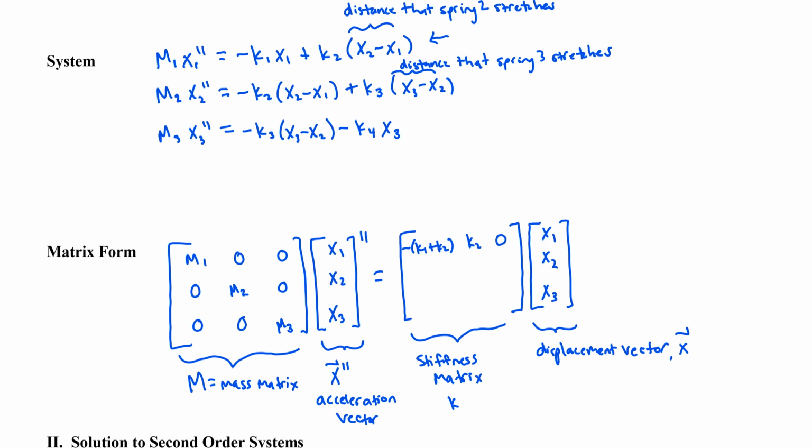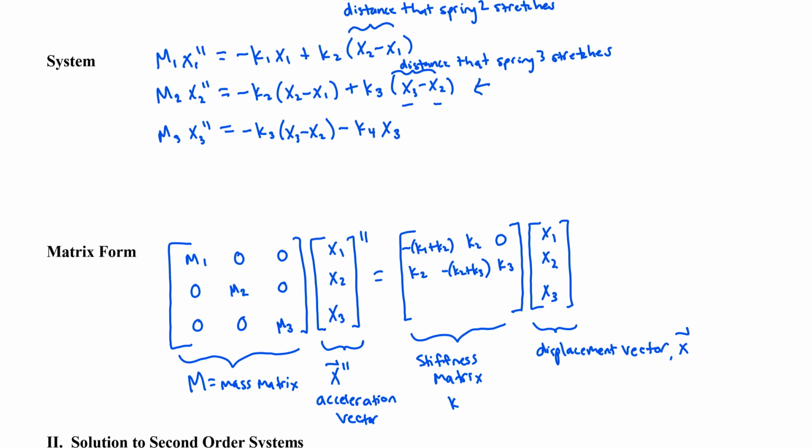Looking at now equation number 2 from our system and combining like terms for x sub 1, notice there's only one x sub 1 term in equation 2. Its coefficient would be k sub 2. Combining coefficients for x sub 2 in equation 2, we would end up with negative k sub 2 plus k sub 3. And for term x sub 3, we have one coefficient, k sub 3.